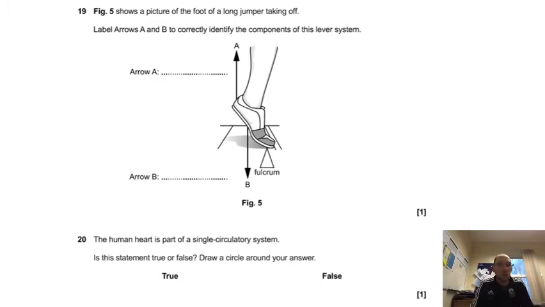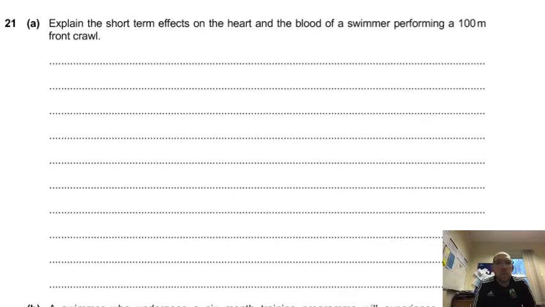So 20. The human heart is part of a single circulatory system. Is this statement true or false? Draw a circle around your correct answer, and the answer is false. 21. Explain the short-term effects on the heart and the blood of a swimmer performing a 100 meters front crawl.